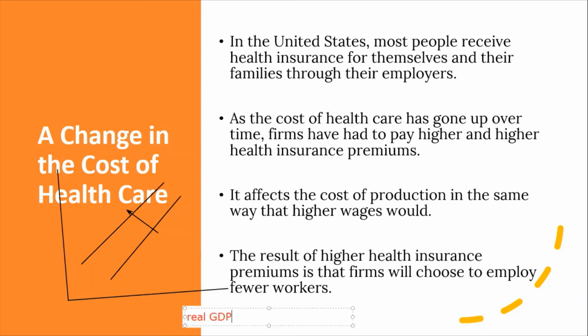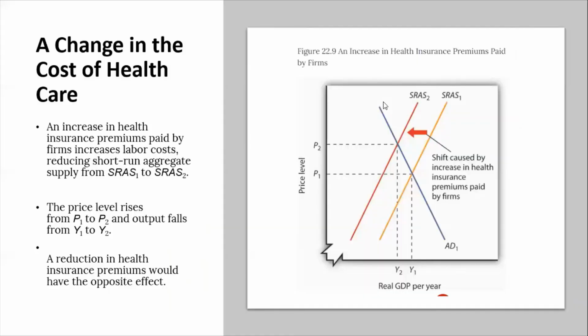So real GDP, price level, supply. An increase in health insurance premiums paid by firms increases labor costs, reducing short-run aggregate supply. So it shifts supply left. The price level rises and output falls. A reduction in health insurance premiums would have the opposite effect, so aggregate supply would shift right for short-run aggregate supply.